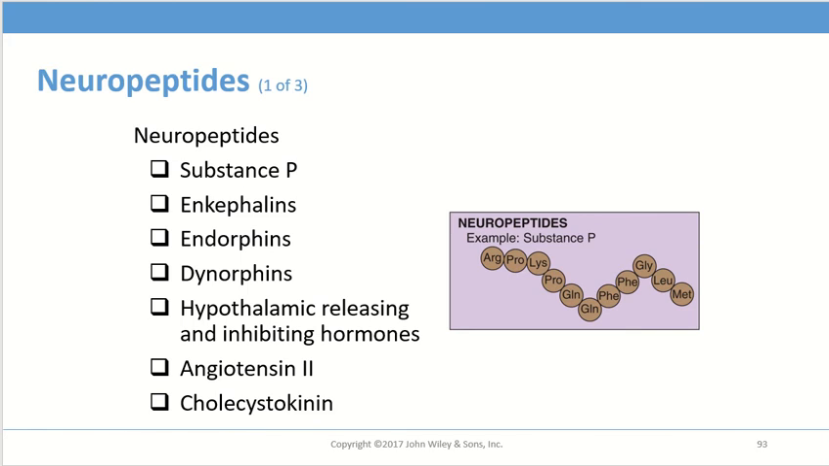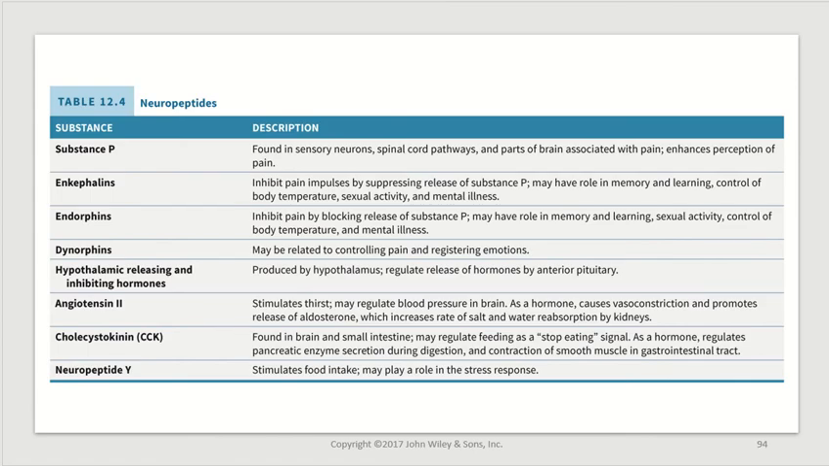Our next group of neurotransmitters are called neuropeptides. We're not really going to get into too much on these. There's a table right here for you if you're interested in learning more about them. You can read up on them, but I'm not going to go into them in any great detail for this particular lecture.